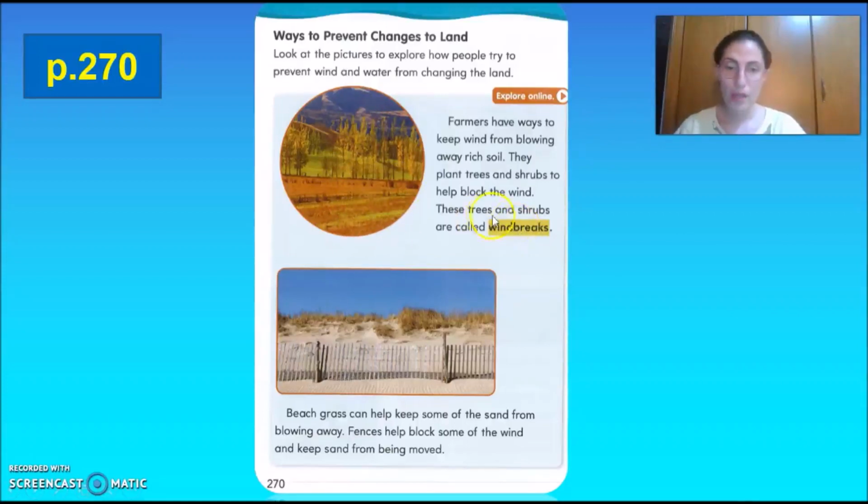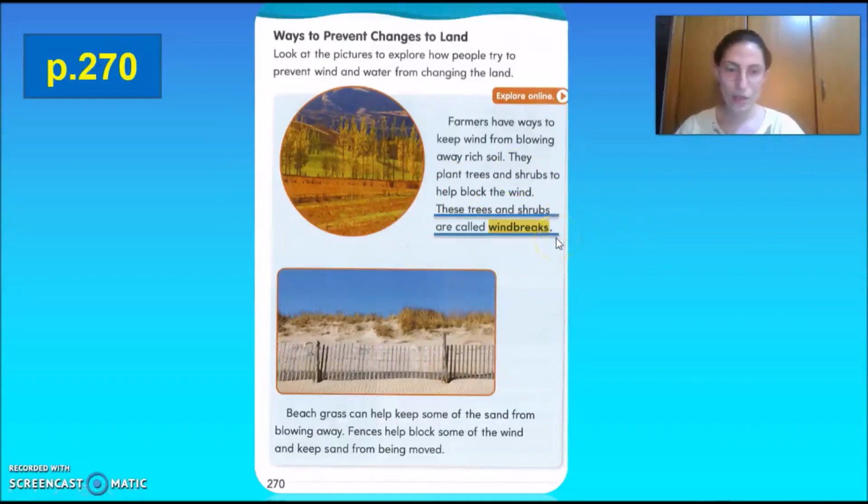Clear? These trees and shrubs are called windbreaks. Why? Because they are planted in a way to form a wall that will break the wind and move it away from the rich soil. The wind will pass over these trees and continue its way instead of directly hitting the rich soil and carrying it away to other places. So we underline, these trees and shrubs are called windbreaks.